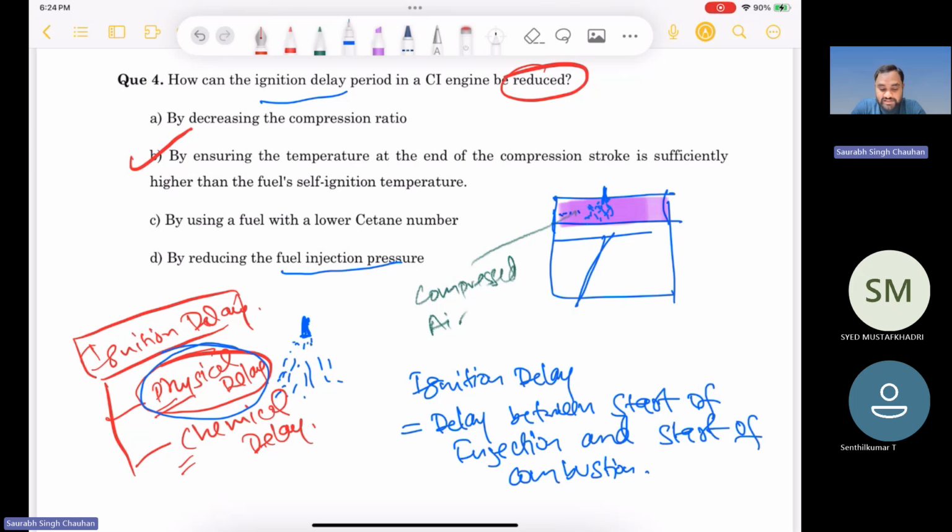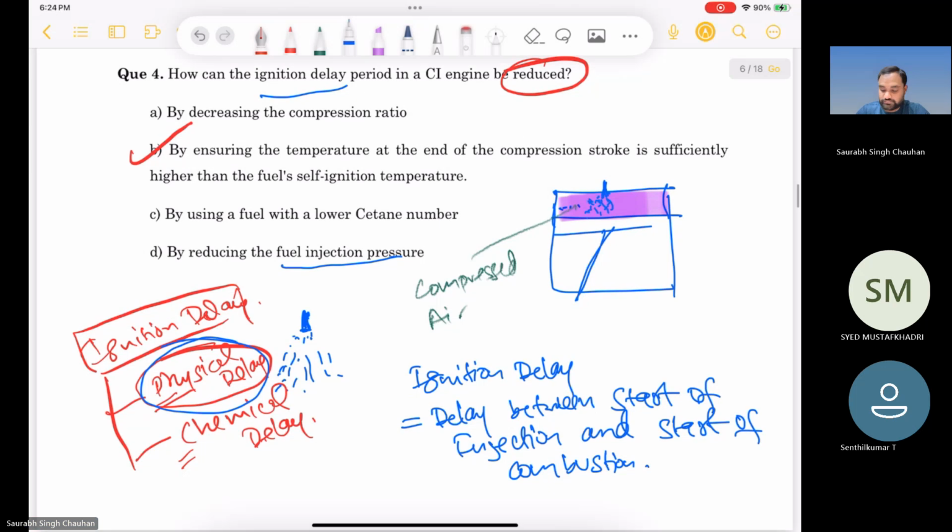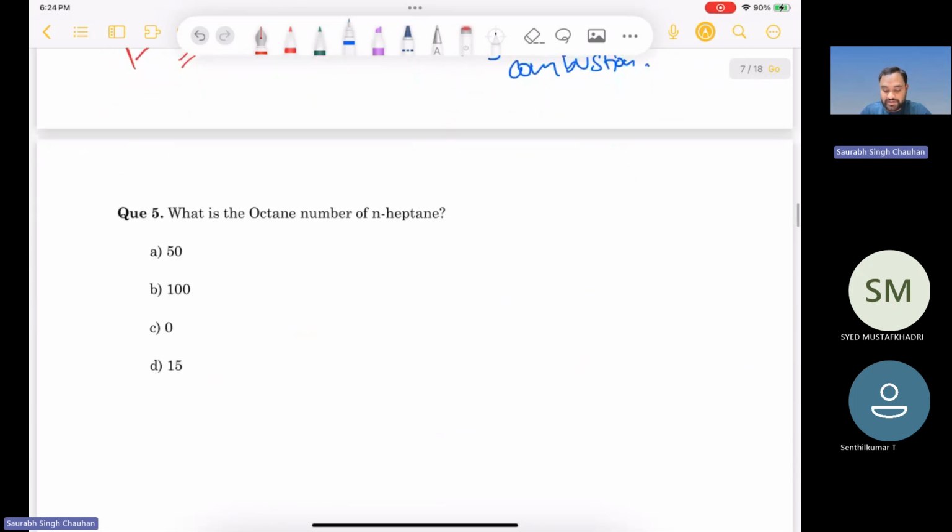So I hope all these things are clear, but for the question, it is quite easy to answer. The correct option should be option B, right? To reduce the ignition delay, the temperature after the compression stroke should be sufficiently higher than the fuel self ignition temperature. Okay. And so if it's clear, then we will move to the next question.